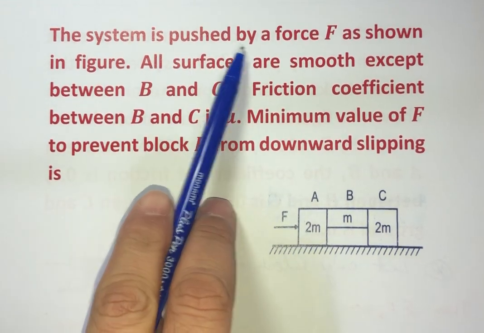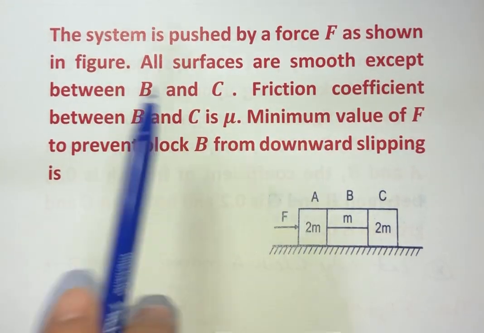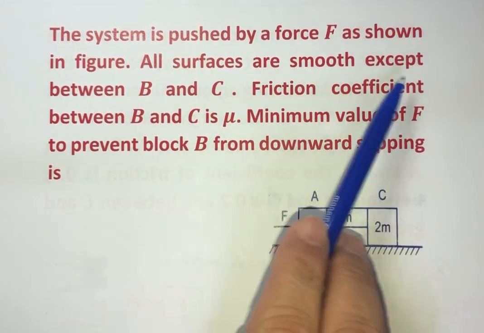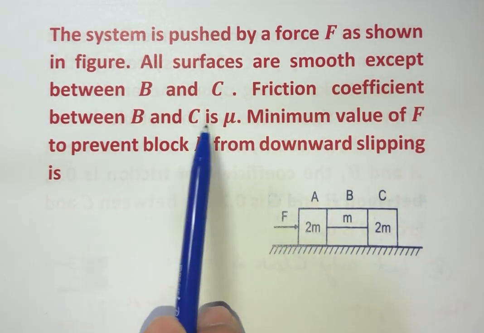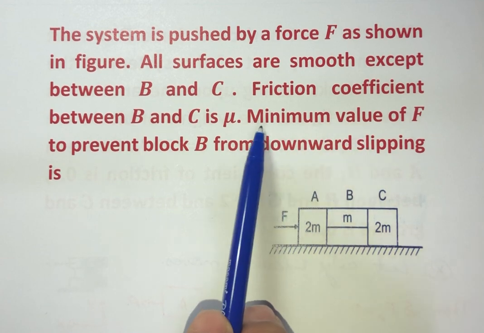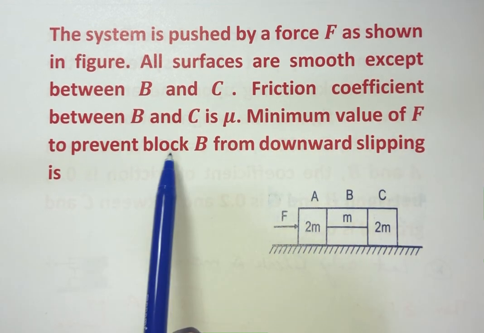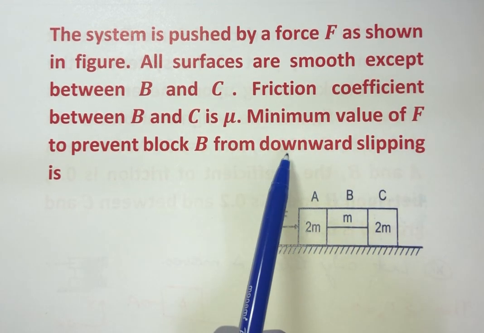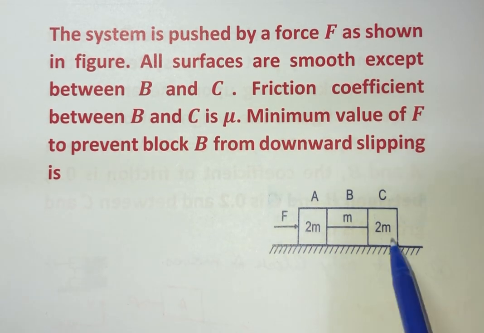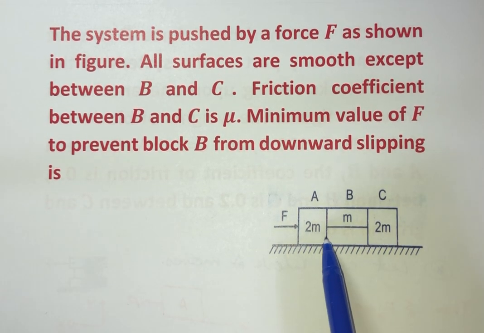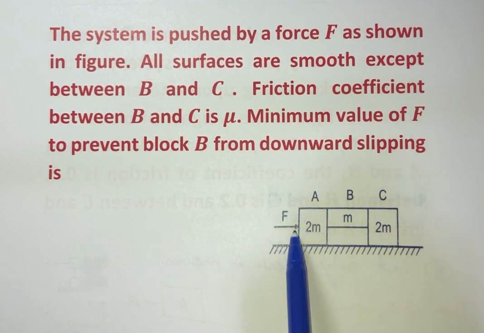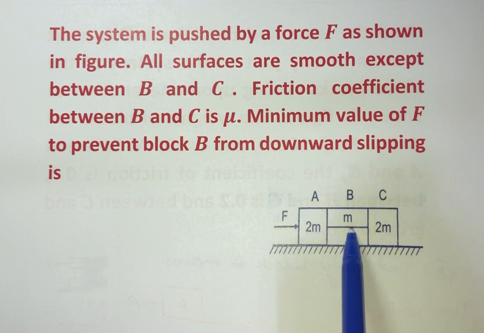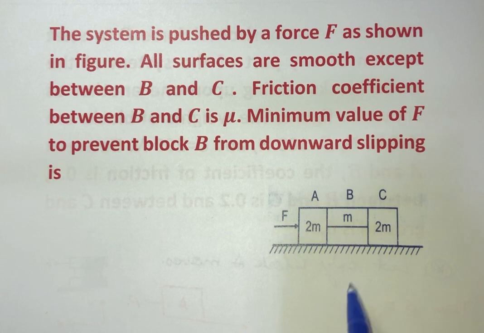The system is pushed by a force F as shown in the figure. All surfaces are smooth except between B and C. The friction coefficient between B and C is mu. Find the minimum value of force F to prevent block B from slipping downward. So this is a system of A, B and C, and force F is being applied on them. We have to find the value of force F such that block B does not slip in the downward direction.